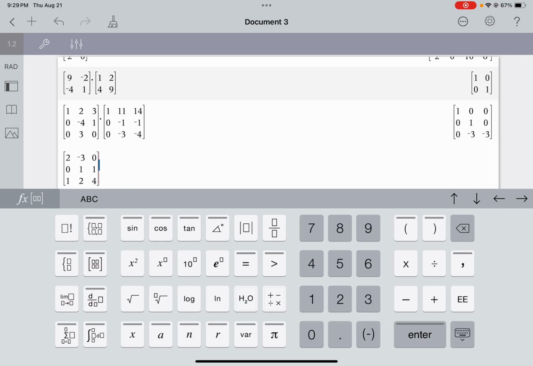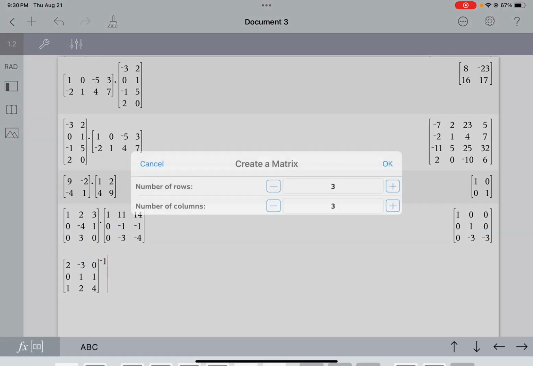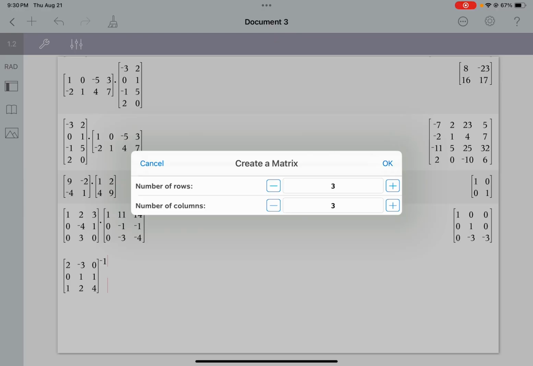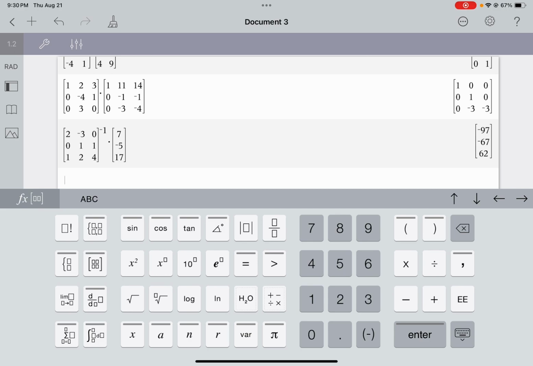Okay, there's my 3 by 3. Now I'm going to take it here and do -1. That is A inverse. Then we're going to multiply it times our 3 by 1 matrix, and we have 7, -5, and 17. We press enter. Oop, I typed something in wrong.